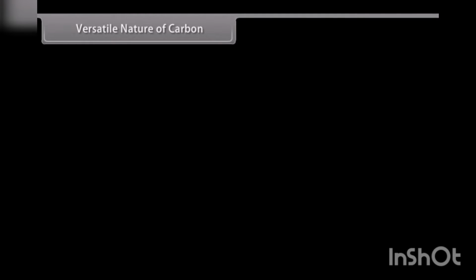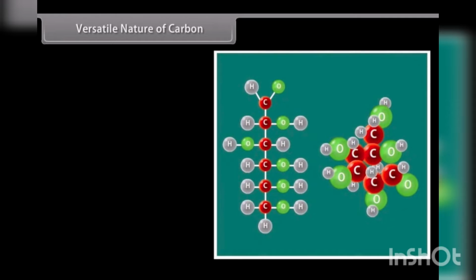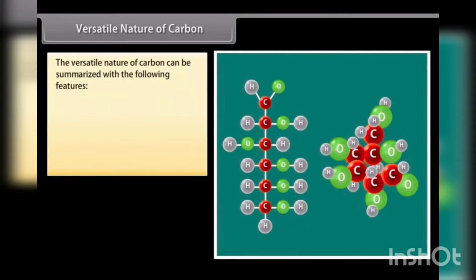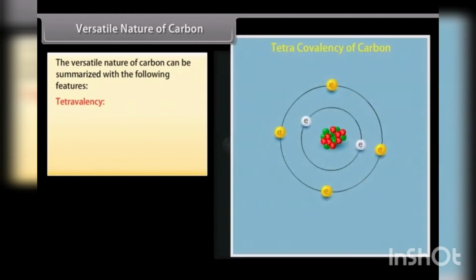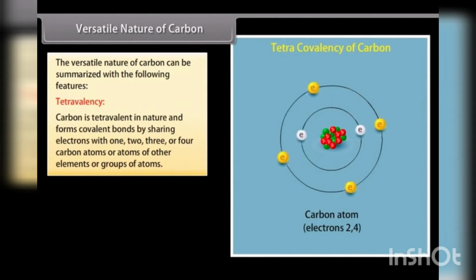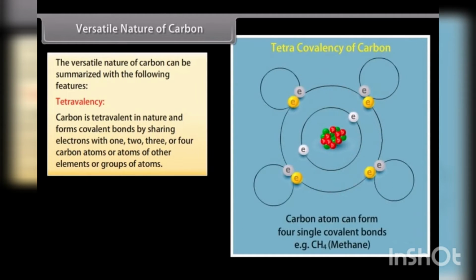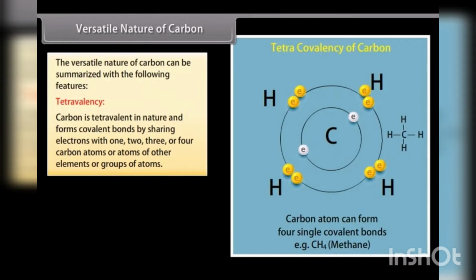Versatile nature of carbon. Organic compounds are made up of carbon, hydrogen, oxygen, and a few other elements. The unique nature of the carbon atom and the arrangement of the bonds carbon forms with other atoms enable the formation of organic compounds. Tetravalency. Carbon is tetravalent in nature. It always forms covalent bonds by sharing electrons with 1, 2, 3, or 4 carbon atoms or atoms of other elements or groups of atoms.